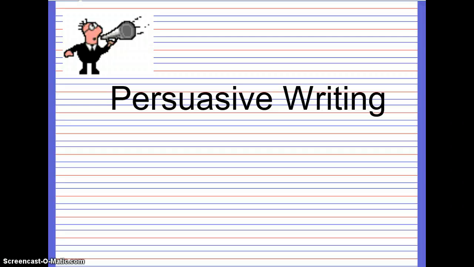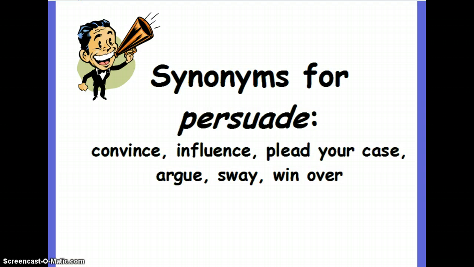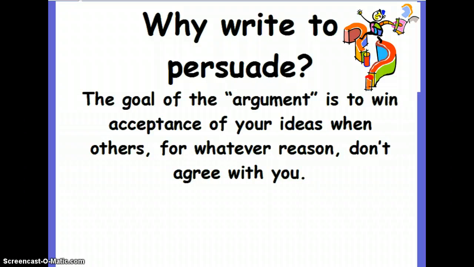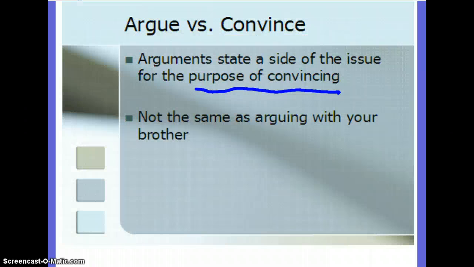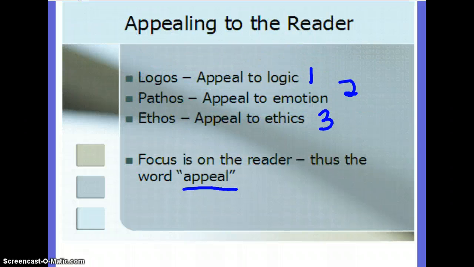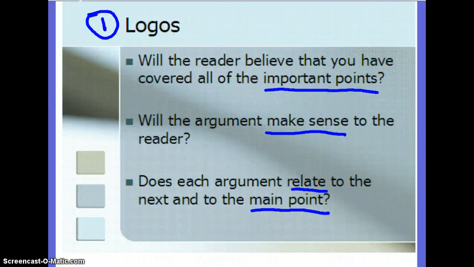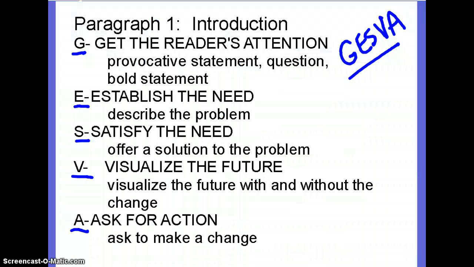Welcome to Persuasive Writing Part 2. In Part 1, some of the different elements we looked at were synonyms for persuading, why even write to persuade, how to create a goal of a persuasive argument, the difference between arguing and convincing, appealing to the reader with logos, pathos, and ethos. We also looked at creating a powerful introduction for a persuasive essay using GESVA.